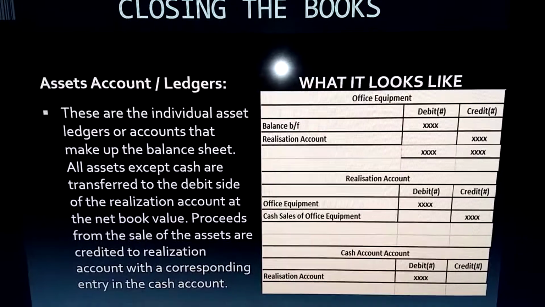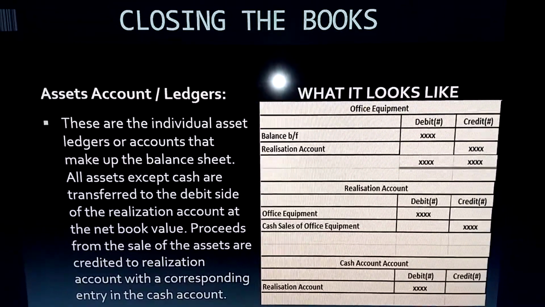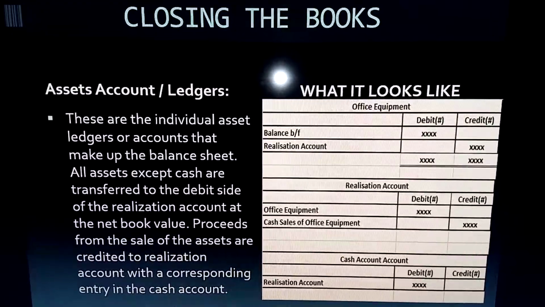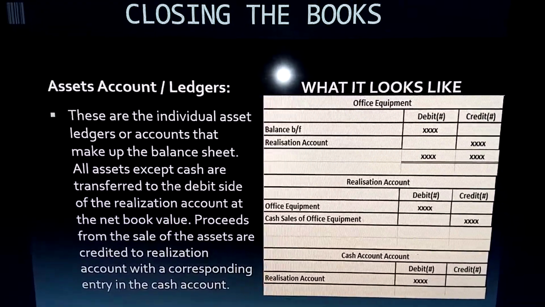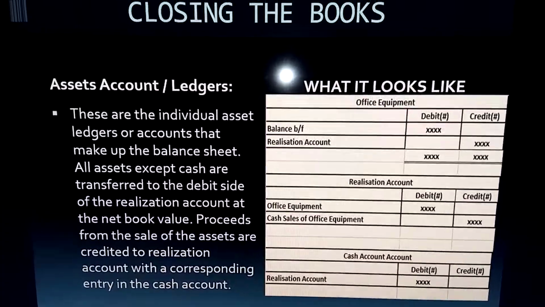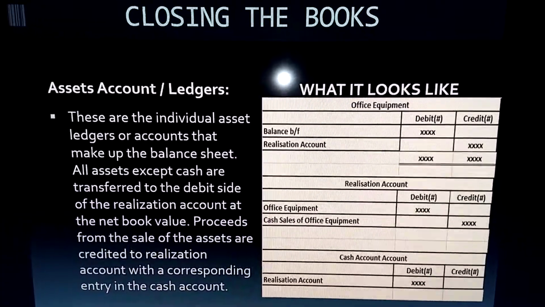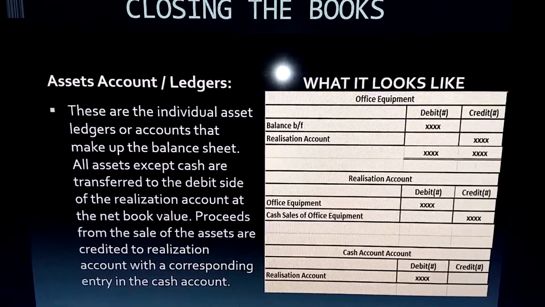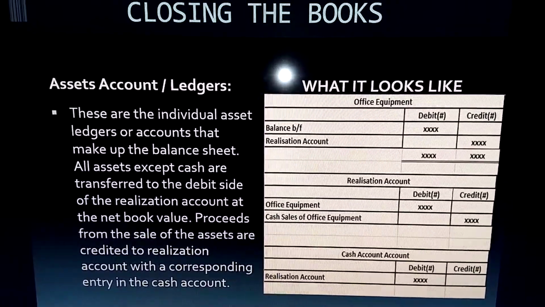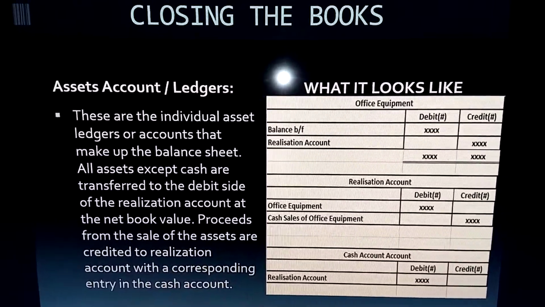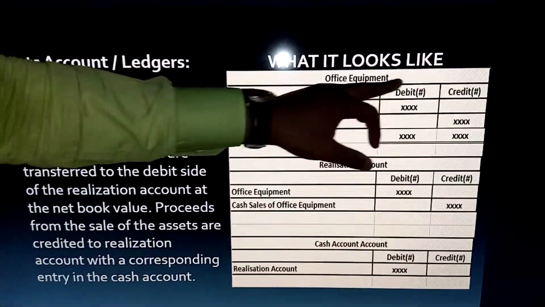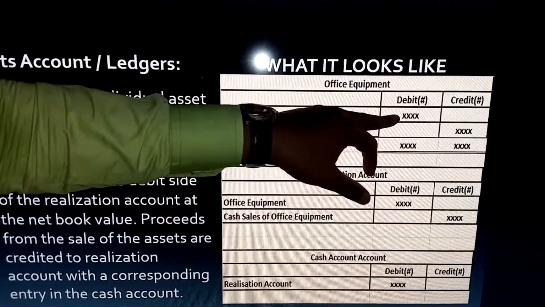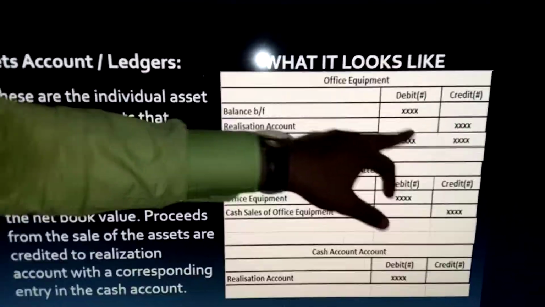So the assets are the fixed assets, the current assets and other assets in the business. So basically what we have here, the asset accounts are the individual ledger accounts that make up the balance sheet. So all assets except cash are transferred to the debit side of the realization account. This is what I'm trying to say. For instance, you have office equipment. This is an asset. This is balance brought down from the balance sheet. So you want to transfer it to the realization account, you have to credit to close the book.